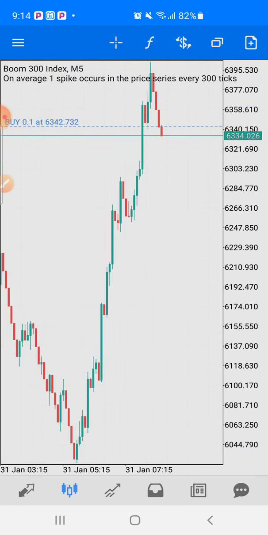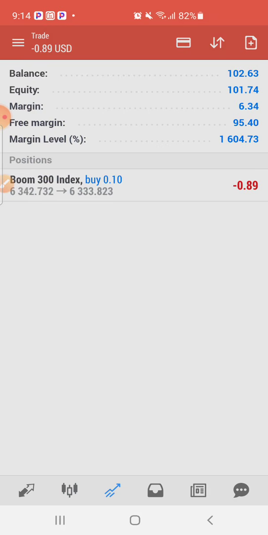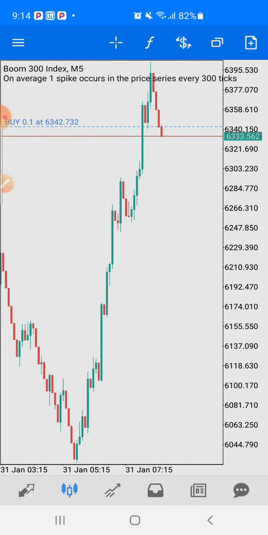so that when the spike comes, the little money we are currently losing, which is very little, not even up to $1 yet, we are going to recover, and we are going to be making a lot of money out of this. This is very simple. No indicators.